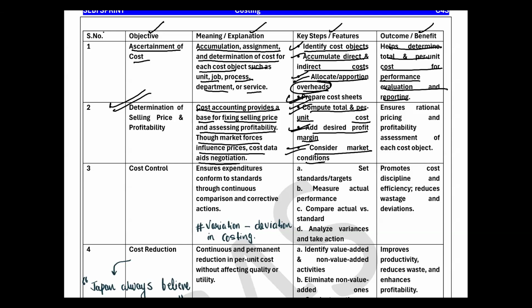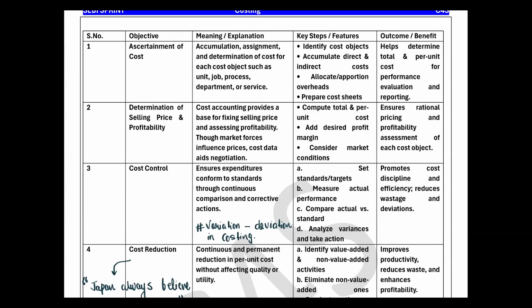Consider market conditions; you should also assess the market condition. Ensures rational pricing. The meaning of rational is logical. You need to understand logical pricing. You can't abruptly decide any selling price. You need to see the market, and according to that you need to price rationally. And profitability assessment of each cost object, the profitability related to each object involved in making your firm. It should be written down.